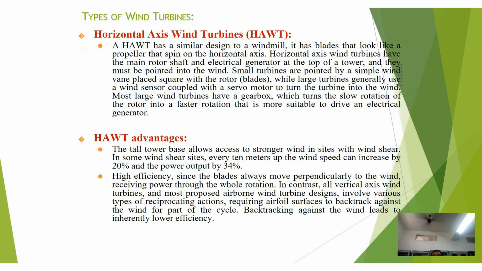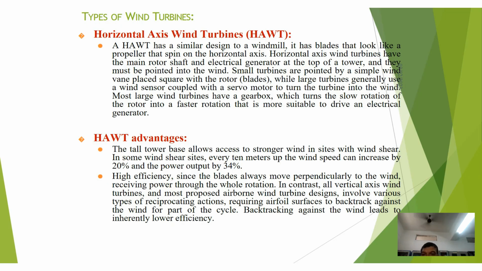So, horizontal axis wind turbine. It is a similar design to a windmill. It has blades that look like a propeller that spin on the horizontal axis. So the horizontal axis wind turbines contain the rotor and electric generator at the top of the turbine, and they must be pointed into the wind. Small turbines are pointed by a simple wind vane placed square with the rotor blades, while large turbines generally use a wind sensor coupled with a servo motor to turn the turbine into the wind.